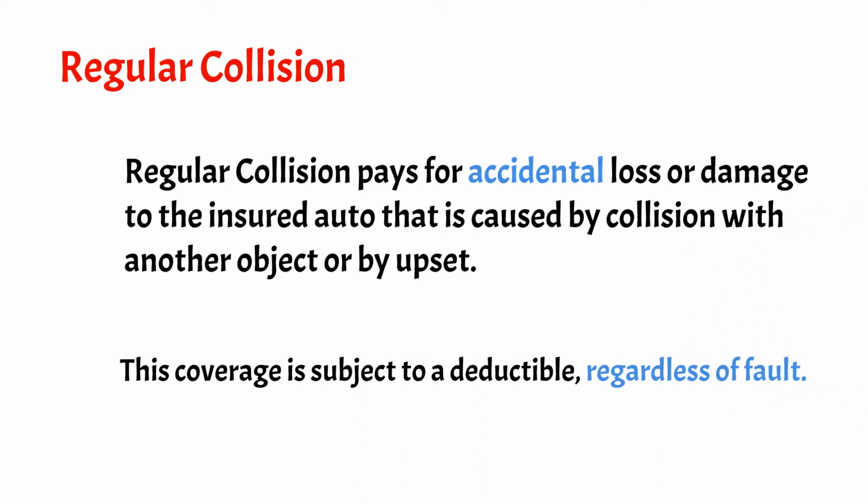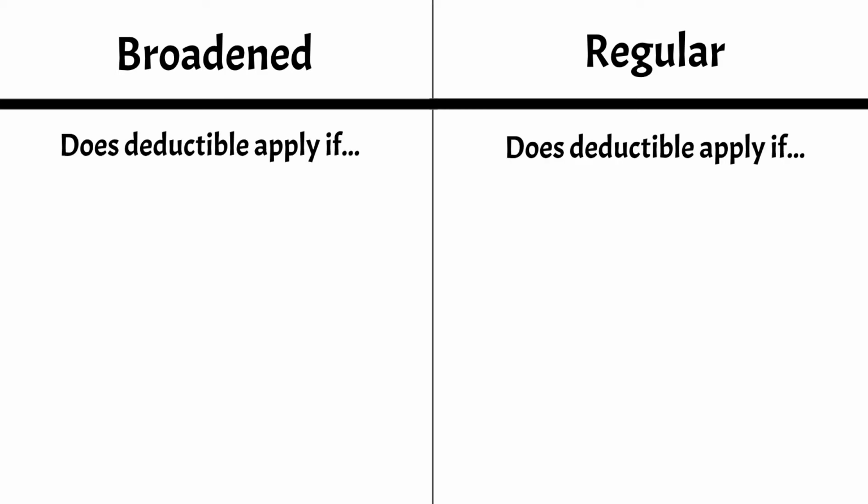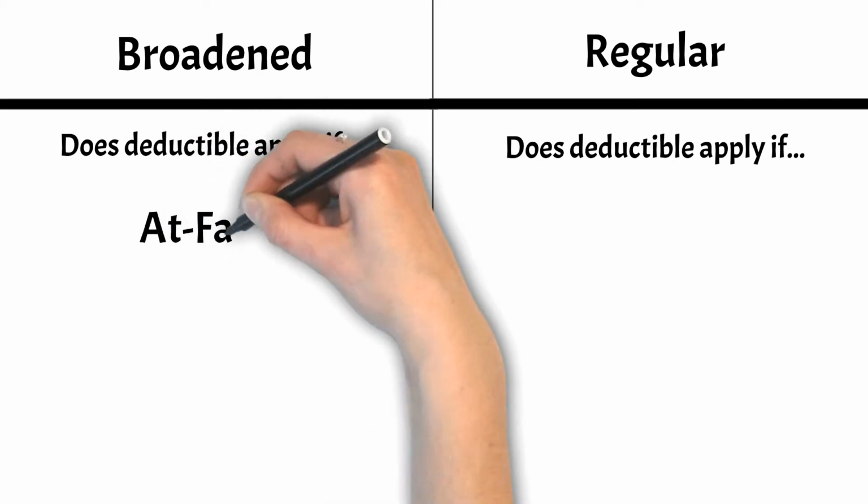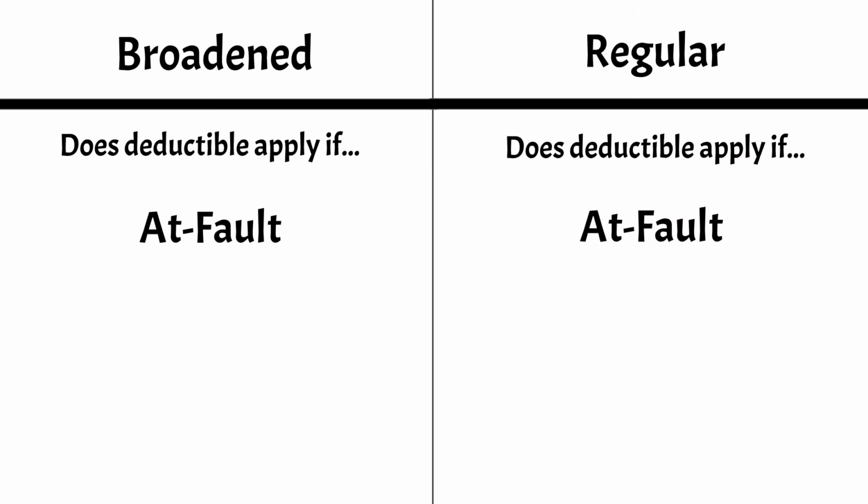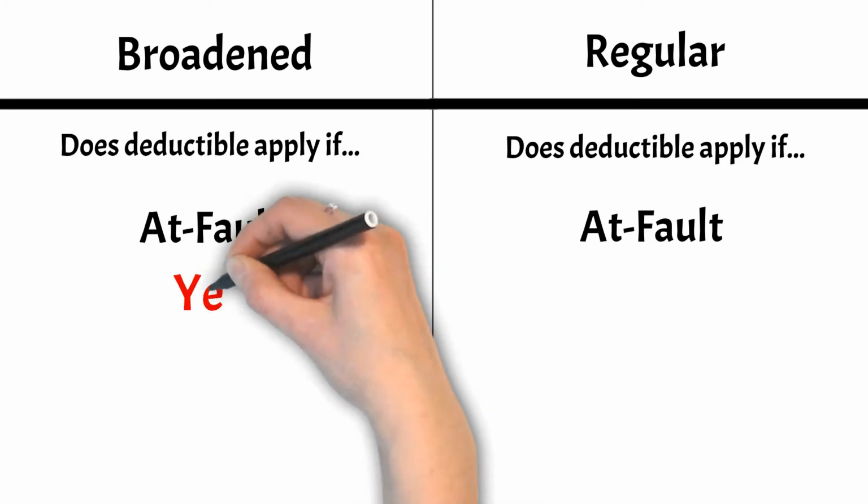Okay, so I know there was a lot of language between broadened and regular collision, so let's break down the key differences between these two coverages. It really comes down to how the deductible applies. Let's say, for example, that you got in an accident and you are the at-fault driver. This means that you are responsible for the cause of the accident. In this situation, regardless of if you have broadened or regular collision, the deductible would apply.